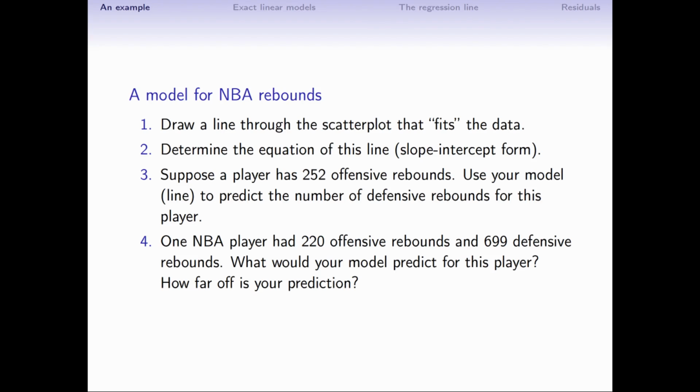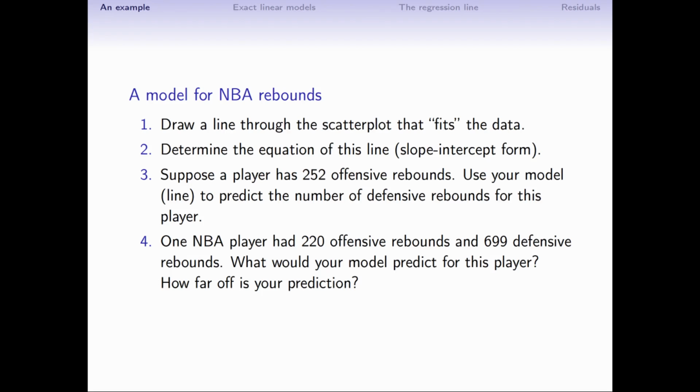Now we want to look at part 3. Suppose a player has 252 offensive rebounds. Use your model, your line, to predict the number of defensive rebounds for this player. So we're going to put the model to use in a specific case where a player has 252 offensive rebounds.